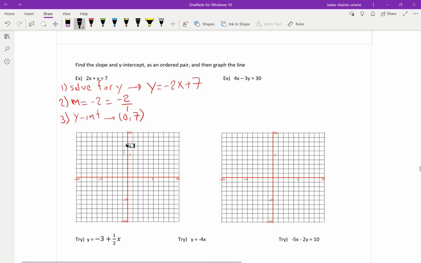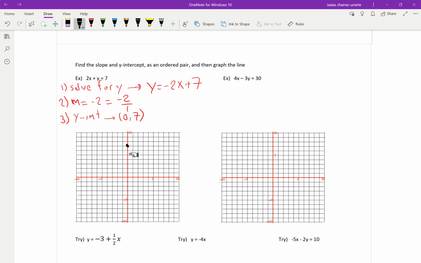That means that from this point, (0, 7), I have to go down 2. So I go to 6, 5. And then the denominator is telling me the change in x. It's telling me that it's positive 1, so I go to the right one. So I should have another point right there, and the coordinates of that point should be (1, 5).